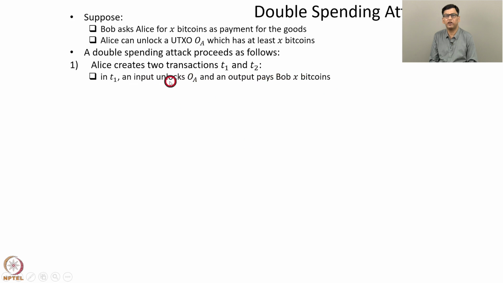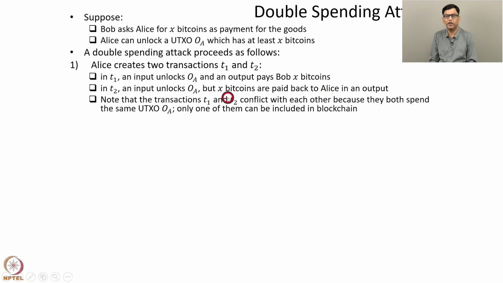So this T1 is the transaction that is of interest to Bob. This transaction T1 will transfer X bitcoins to Bob. But transaction T2 has an input which unlocks OA again, but the X bitcoins are paid back to Alice in an output. So this is a secret transaction, and the same output which corresponds to the previous transaction T1 is unlocked, and the X bitcoins are paid back to Alice.